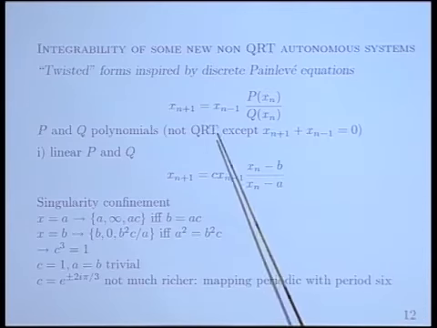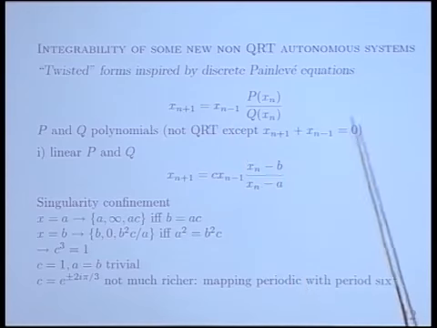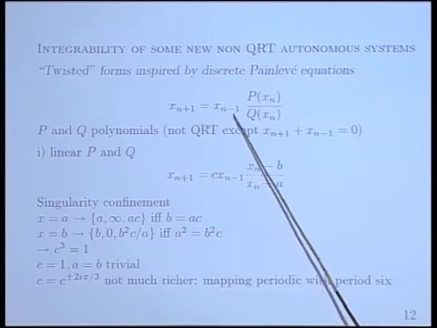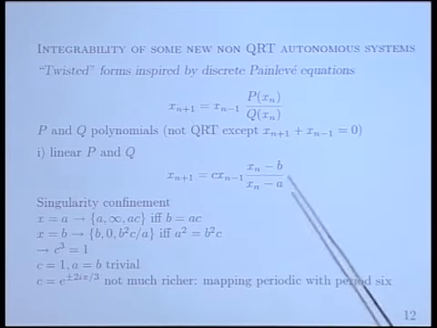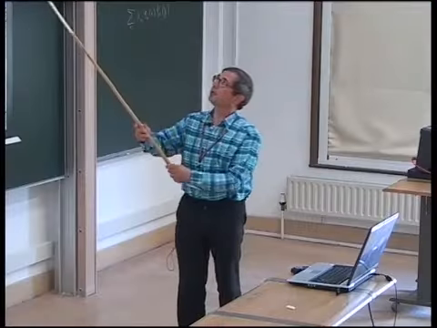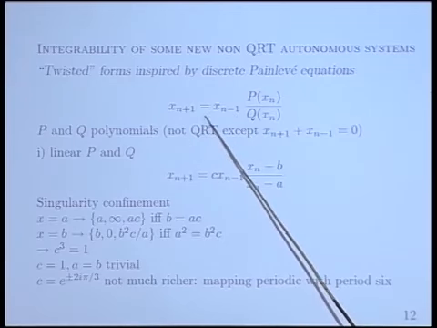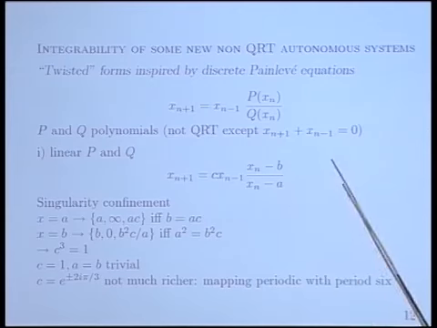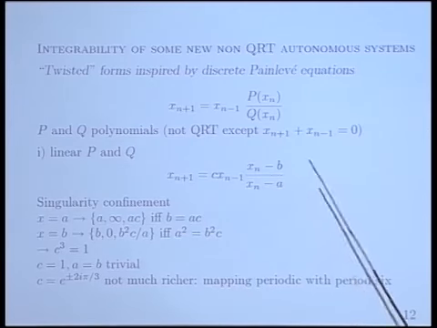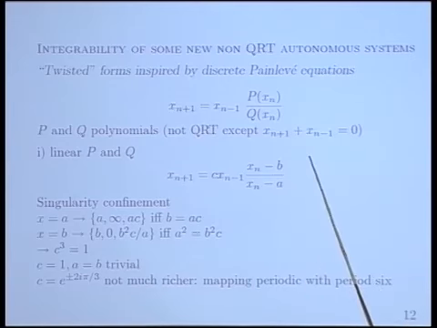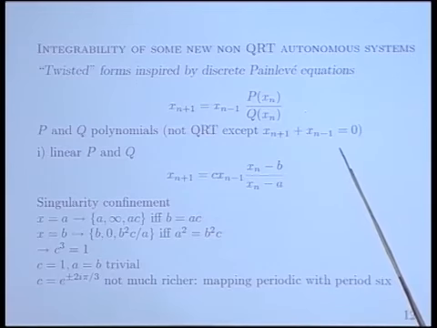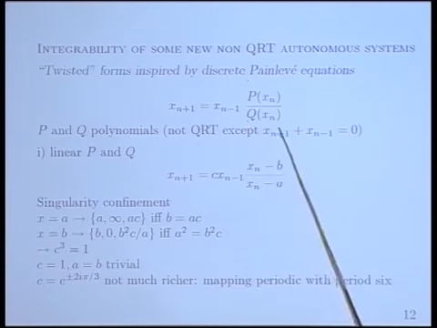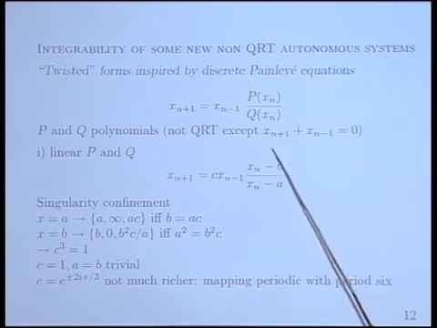The first class is inspired by the discrete Painlevé equation, but in a somewhat twisted form. That is, instead of taking here the product of x_{n-1} and x_{n+1}, which would be the third discrete Painlevé equation, with the right-hand side, we put this one. We move x_{n-1} from the left-hand side to the right-hand side. And we study this kind of system. Then P and Q should be polynomials of degree not higher than 2 if we expect integrability. So first try linear top and bottom.